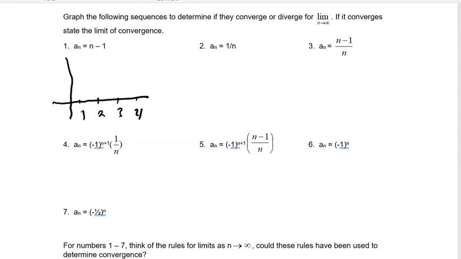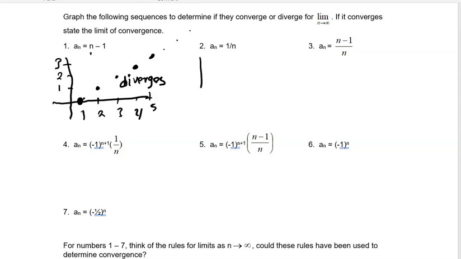Take your 1, plug it in. 1 minus 1 would have given us 0. If you take your 2, plug it in for your n here, we would get 1. Take 3, 3 minus 1 would have given you 2. 4 plugged in would give you 3. What we can see here is if this pattern continued, our values continue to get larger and larger and larger. So in this instance, this would be something that we would say diverges. We're not approaching a finite limiting value.